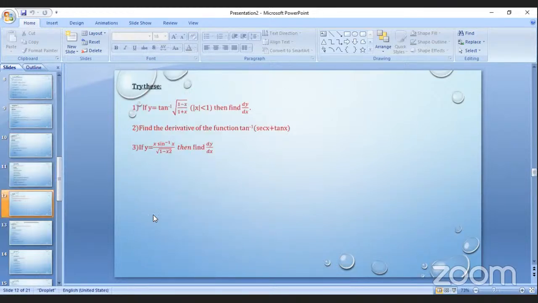Try this for homework. Question number 1: if y equal to tan inverse root of 1 minus x by 1 plus x, then find dy by dx. Question number 2: find the derivative of the function tan inverse of secant x plus tan x. Question number 3: if y equal to x into sin inverse x by root of 1 minus x square, then find the value of dy by dx.